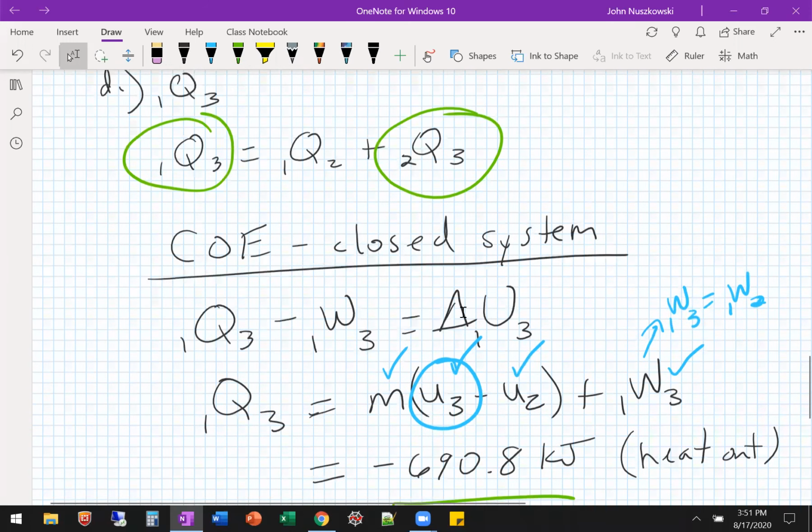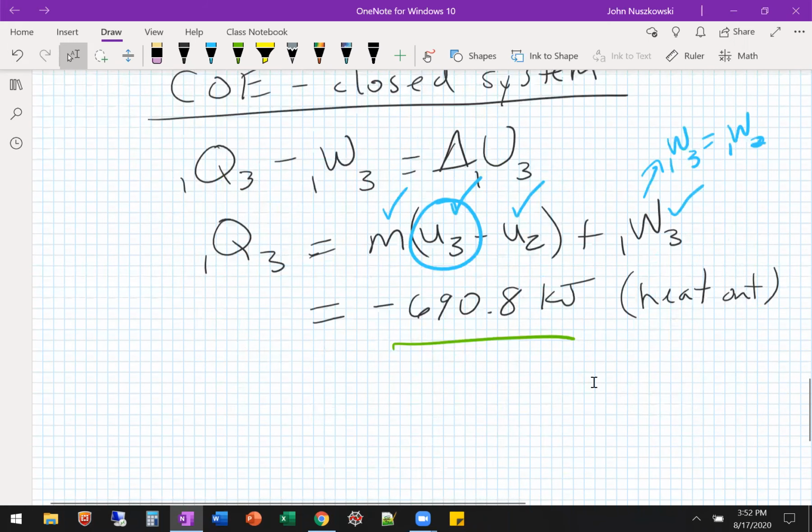The other thing you could have done is the COE of the closed system from 2 to 3. Then there would be no work, and you just have the delta U from 2 to 3, and you'd have the Q from 2 to 3, and you'd need to add that to the 1 to 2, and you get the same. Since energy is conserved, as long as you're using the right terms during the right process, it all adds up, right? So you'd get the same answer.